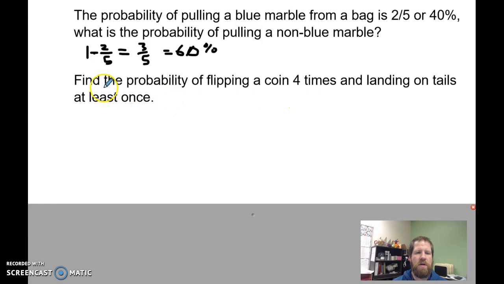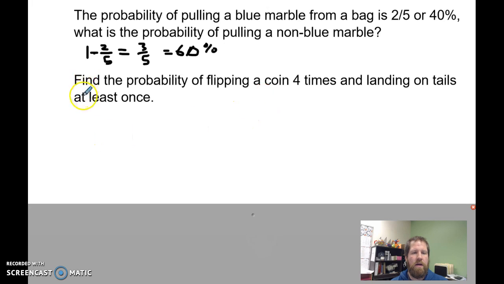If we're looking to find the probability of flipping a coin 4 times and having it land on tails at least once, during that whole experiment of flipping it 4 times, there's going to be a lot of events that satisfy what we're looking for. There's a lot of times where we're going to flip that coin, and it's going to show up as tails, at least once. So we're going to use our complement.